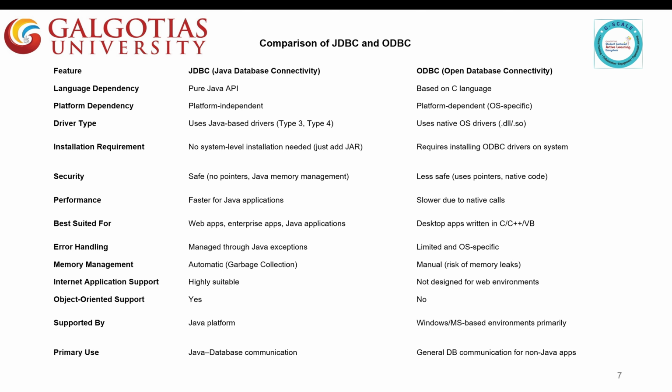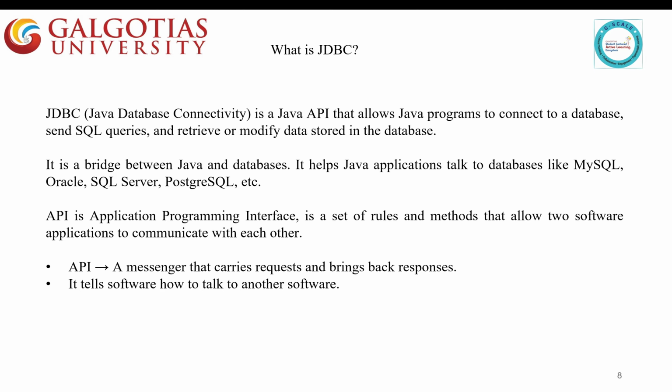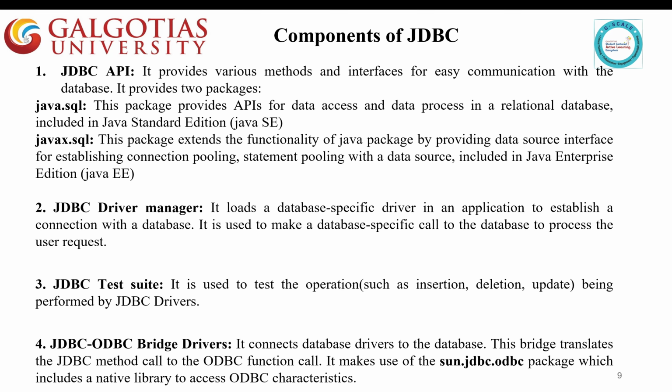JDBC is designed specifically for Java applications, whereas ODBC is platform dependent. ODBC requires native drivers, while JDBC is safer and fully compatible with Java features. JDBC is a Java API that allows Java programs to connect to a database, send SQL queries, and retrieve or modify data. It acts as a bridge between Java applications and databases such as MySQL, Oracle, SQL Server, and PostgreSQL. An API is a set of rules that allows two software applications to communicate, just like a messenger carrying requests and responses.